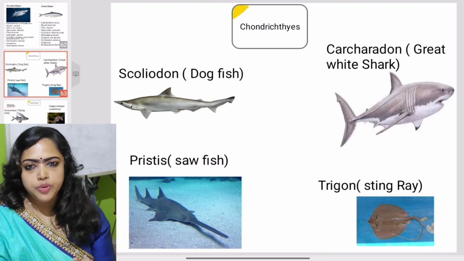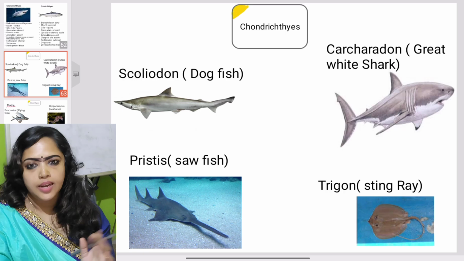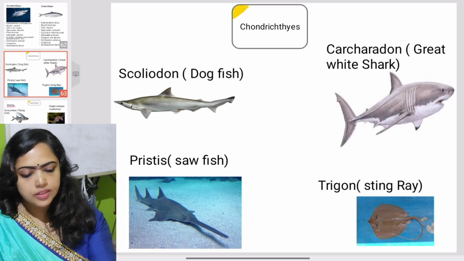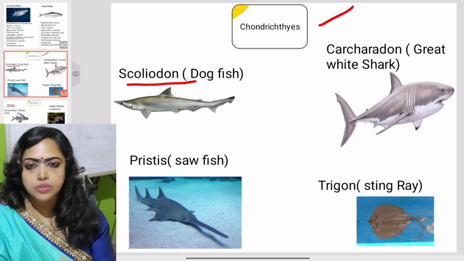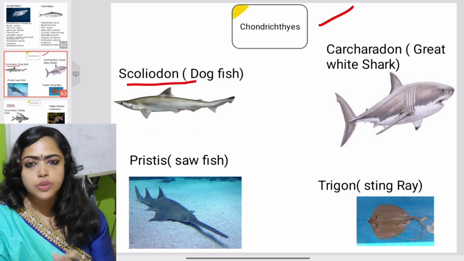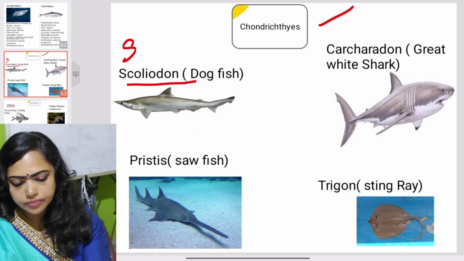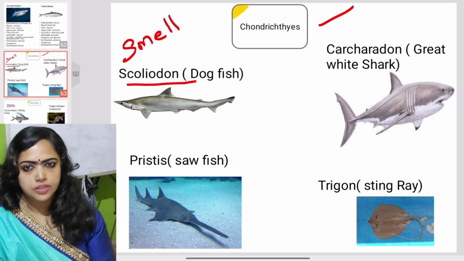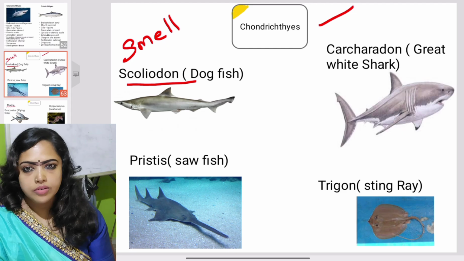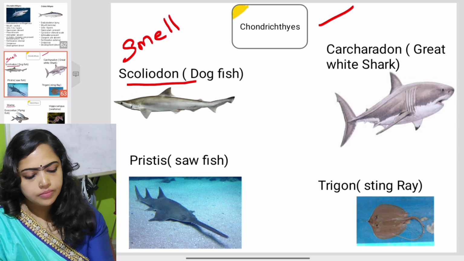We discussed up to features of chondrichthyes and osteichthyes, and now let's see their examples. First, chondrichthyes. First one is scoliodon or dogfish. You know, this is called as dogfish due to sense of smell which is comparable to dog. That is why scoliodon is called as what? Dogfish. And then carcharodon or great white shark. Here the name is on the basis of white color on its belly.